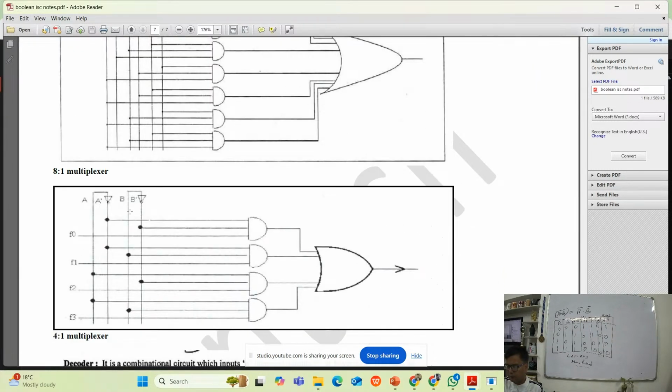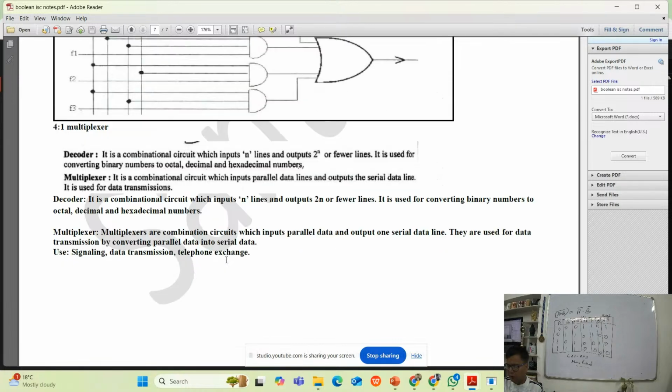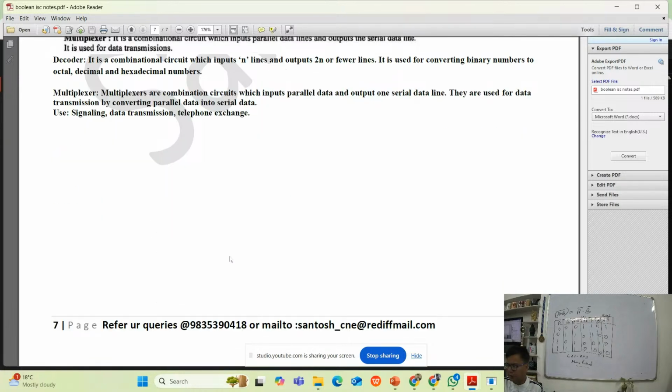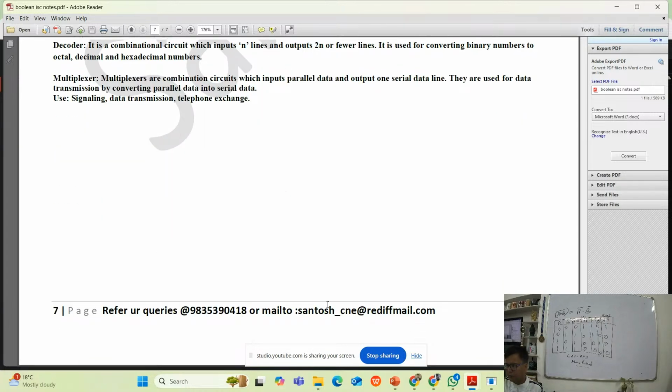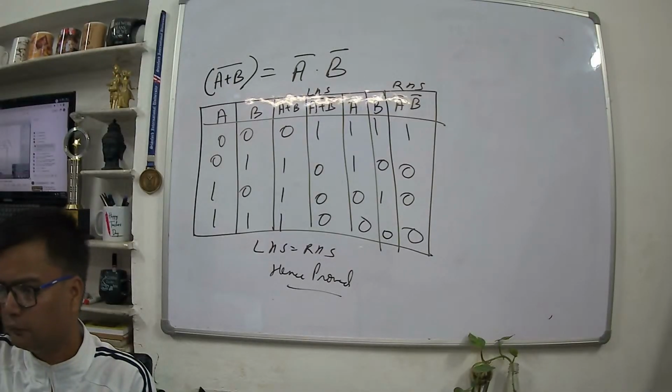8:1 multiplexer. Look here, with each input there is a data signal and that data signal then gets connected ahead. So that is the example of a multiplexer. Decoder we already discussed, multiplexer we already discussed. So this is about this part. I hope till here it is clear to everyone.